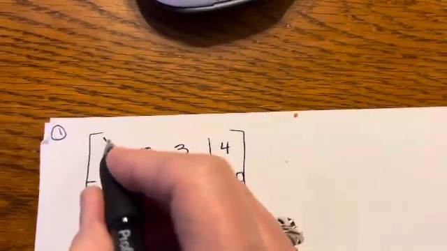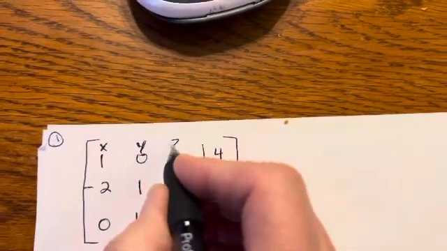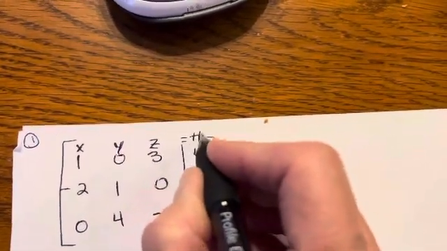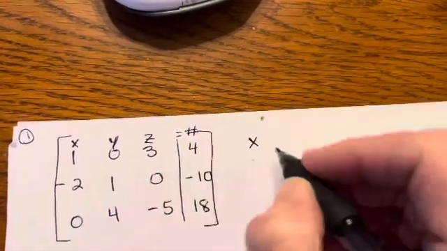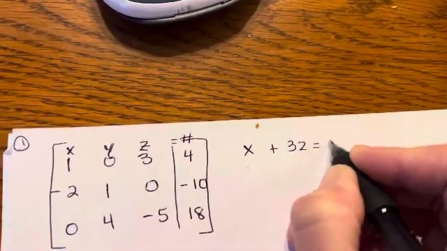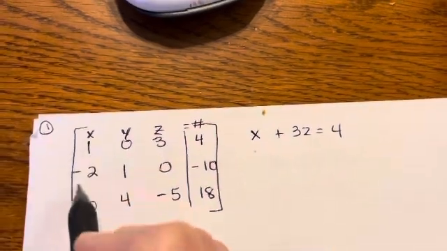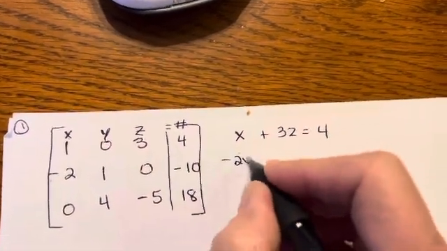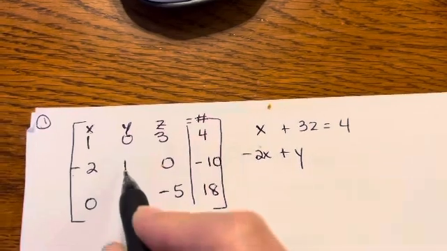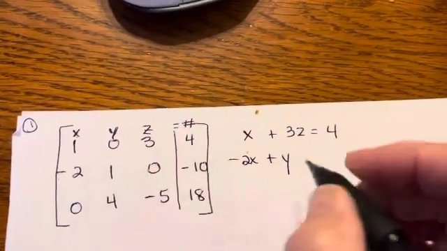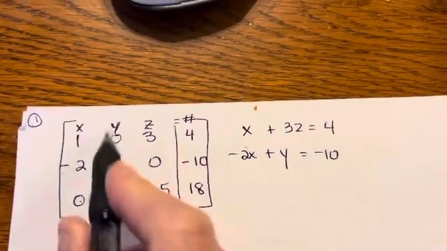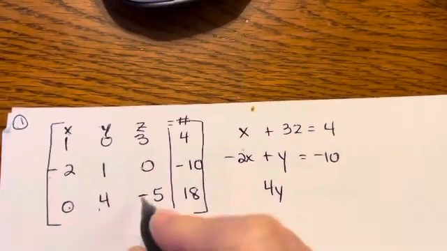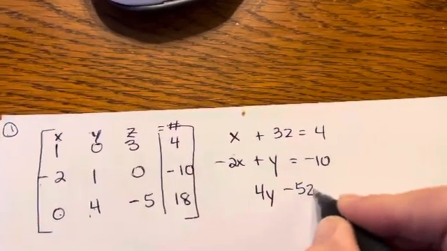Well, no big deal. I'm going to make this my x, my y, my z, and this equals the boring constant at the end. So it looks like I have a 1x right here. There's no y's, so I don't need to write it. 3z, so plus 3z equals 4. That's simple. So this would give me a -2x plus a 1y. Okay, no z's, don't need to write it, equals -10. Same thing here, no x's, but it looks like I have a 4y minus 5z equals 18.